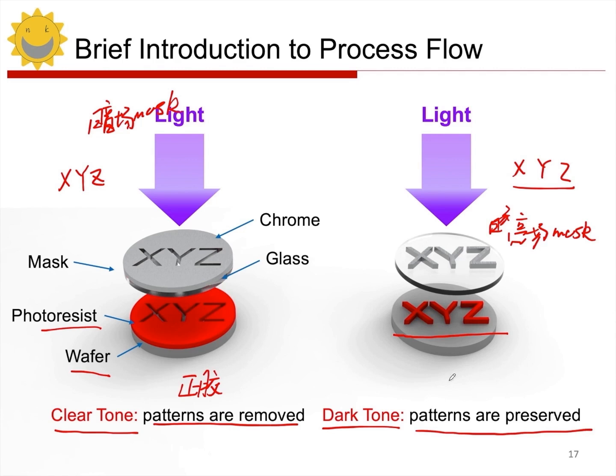So when we draw the layout, there are two properties. One is clear tone, and the other is dark tone. Of course, when we are drawing the layout, we don't deliberately focus on whether this layer is clear tone or dark tone. This will be relevant during the processing stage. However, designers need to be clear about whether this layer is clear tone or dark tone, as it determines whether the patterns in the photoresist will be etched away or preserved during photolithography.